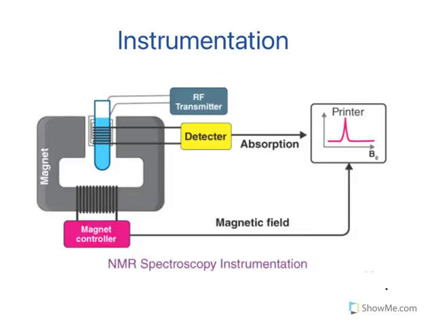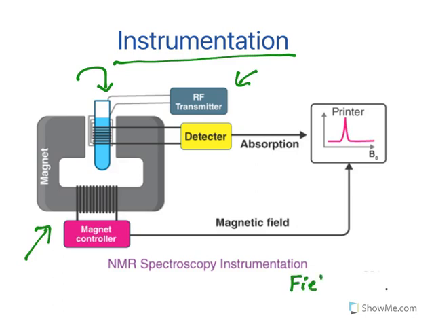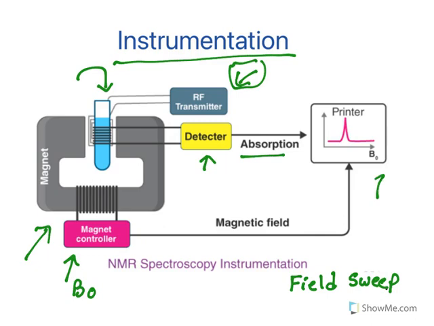Now coming to the topic, instrumentation. When you see the instrumentation, the sample is placed here and it is exposed to a radio frequency as well as a magnetic field. For practical reasons, all the instruments work on a principle known as field sweep. Field sweep means you will be changing the external magnetic field. The magnetic field is increased and the radio frequency is kept constant. So whatever radio frequency is absorbed is detected and it comes out as a spectrum.